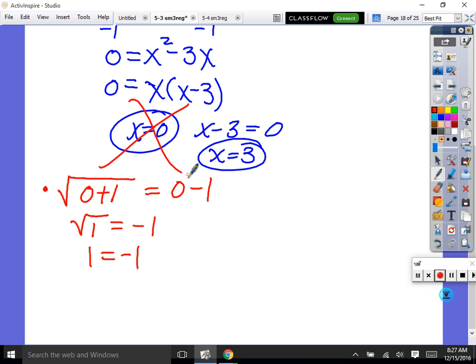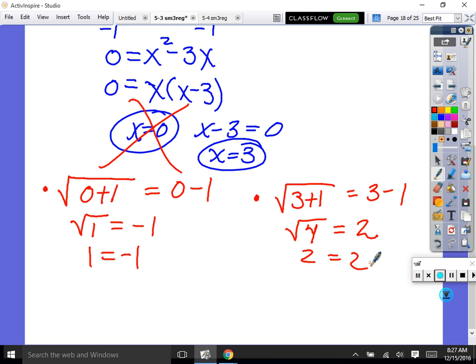So we would say nope, let's check 3. So we're checking 3, the square root of 3 plus 1, does that equal 3 minus 1? Isn't that the square root of 4? Equals 2? 2 equals 2. So check. X equals 3 is our only solution. Okay.